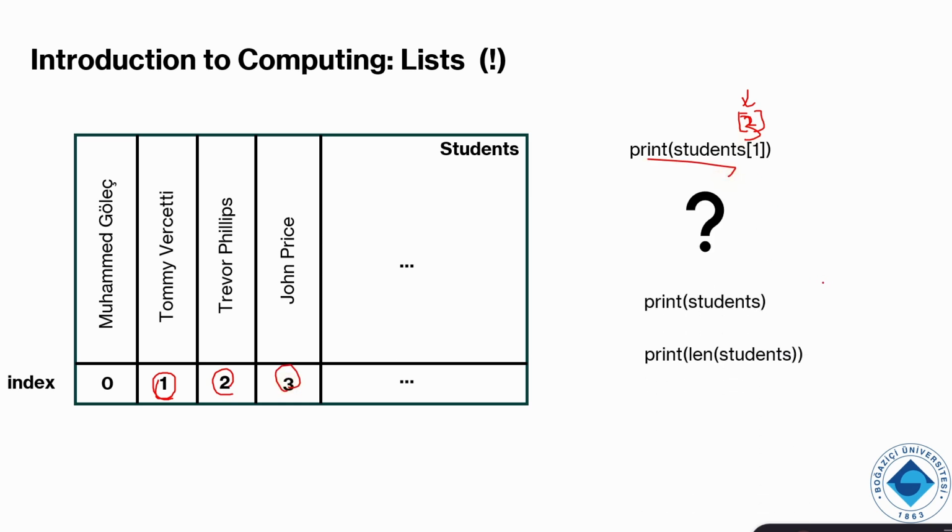And if you want to print all elements inside of the student list, you can directly use print students. And len is for the length of the students here. Here we have 1, 2, 3, 4 students. That's why it will return 4. And if you want to print the last element of the students list, you can use -1.